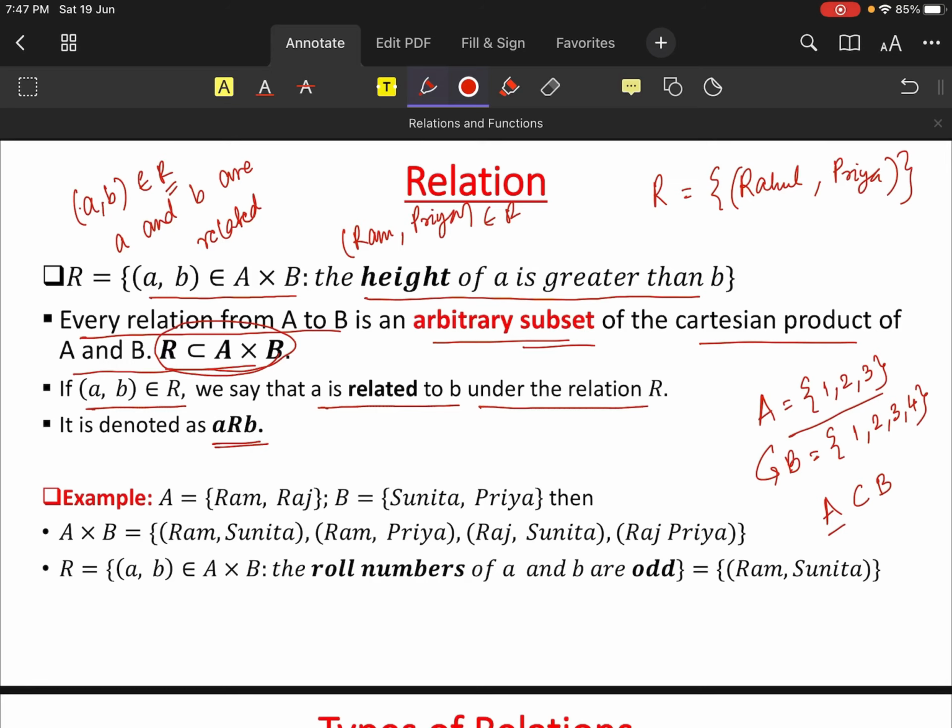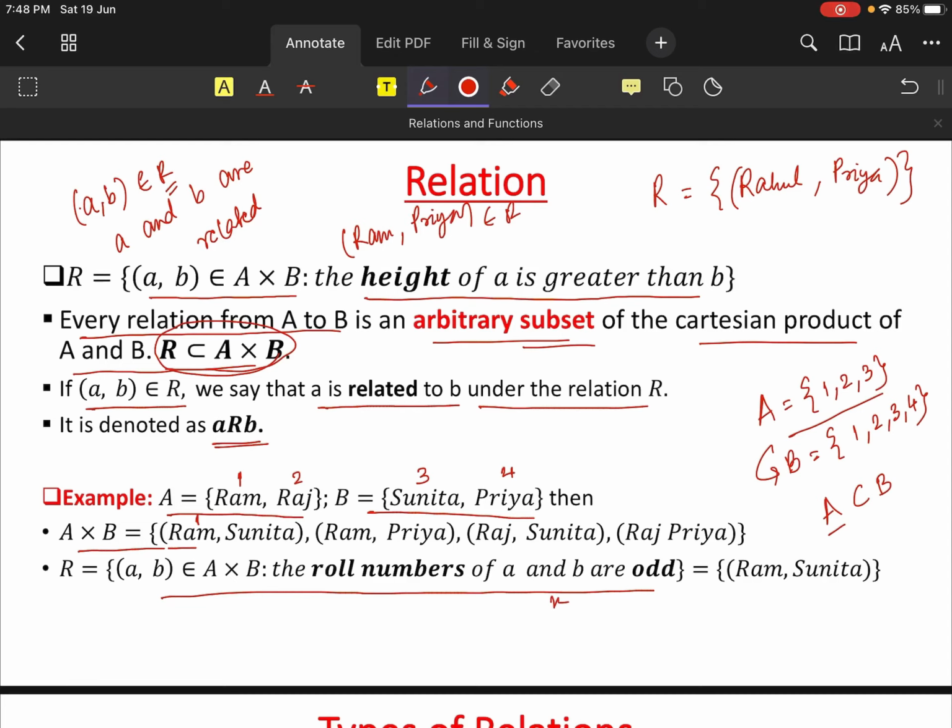One example is given, that A is Ram comma Raj, B is Sunita comma Priya, and we have already discussed that the Cartesian product is Ram comma Sunita, Ram comma Priya, Raj comma Sunita, Raj comma Priya. So this is the Cartesian product. Now suppose we define a relation that the roll numbers of A and B are odd. Here the roll number of Ram is 1, Raj is 2, Sunita is 3, Priya is 4. So all those ordered pairs will form whose roll numbers are odd.